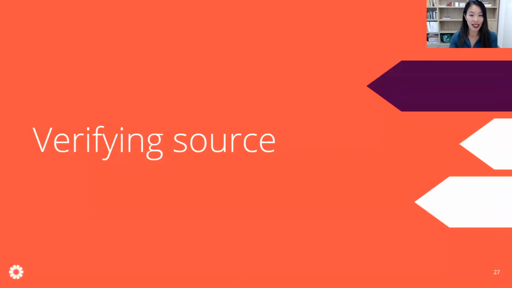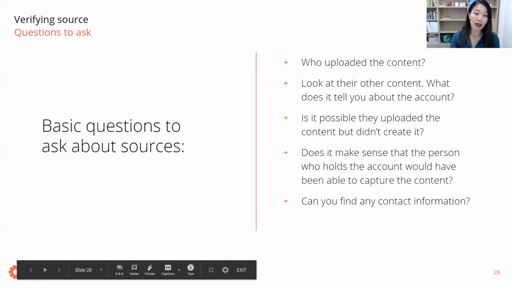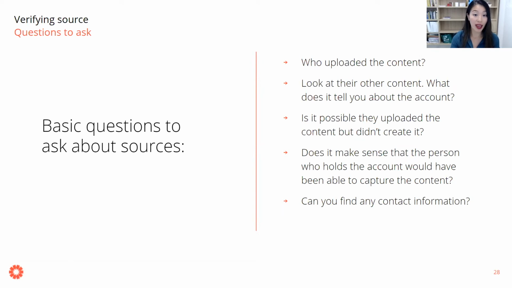The next thing is verifying source. So we're not going to get too into this because we will talk about this a lot more next time. The questions to ask are, who uploaded this content? And look at the other content. What does it tell you about the account? Is it possible they uploaded the content but did not create it? Does it make sense that the person who holds the account would have been able to capture the content?